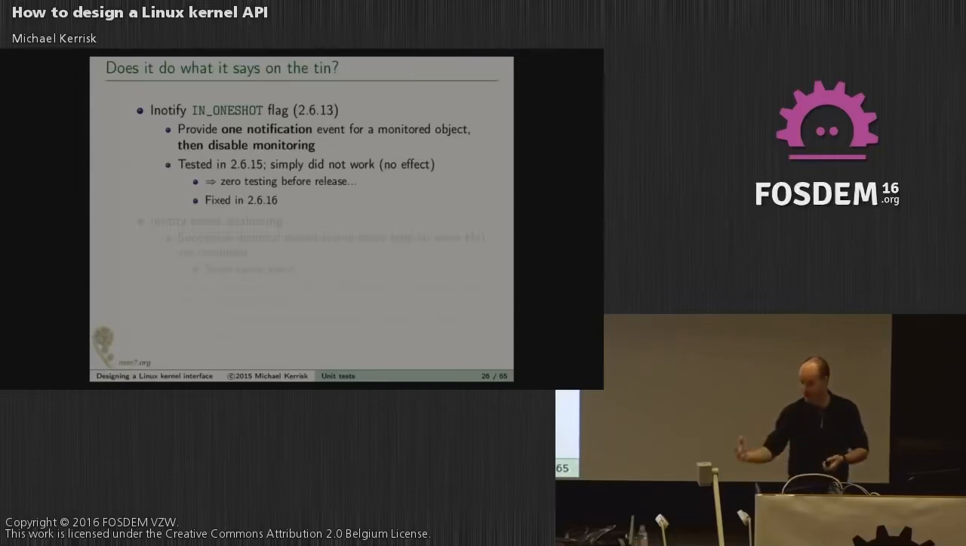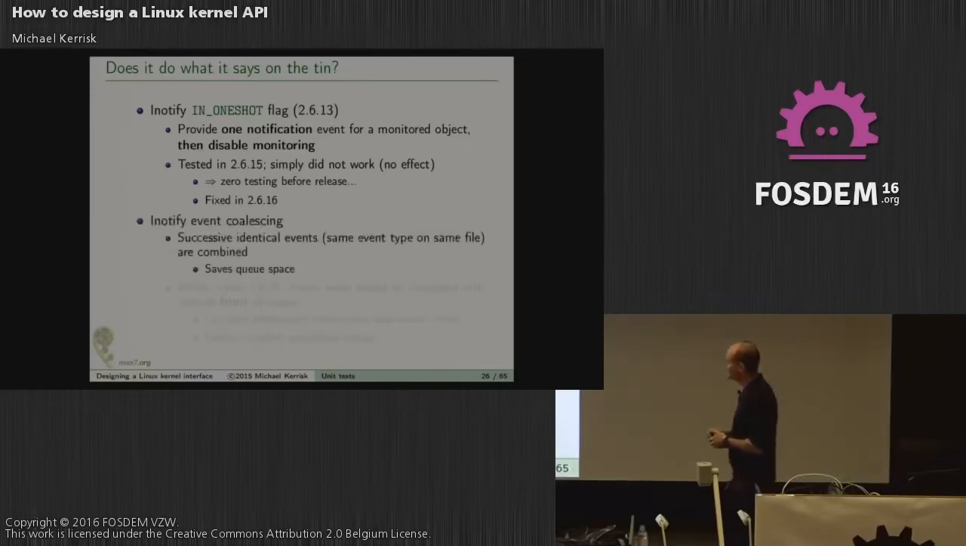If you tried using IN_ONESHOT to monitor a file system object, you'd actually get continuous events whenever that object was changed. In other words, there was zero testing before it was released. And eventually that was fixed after I noted that, and it was eventually fixed in 2.6.16. I don't mean to give inotify a hard time, by the way. It's a useful tool, but it's such a rich API that it presented a lot of examples for me, and I also spent a lot of time looking at it at one point. So inotify suffers for the fact that it got my close attention for a while.